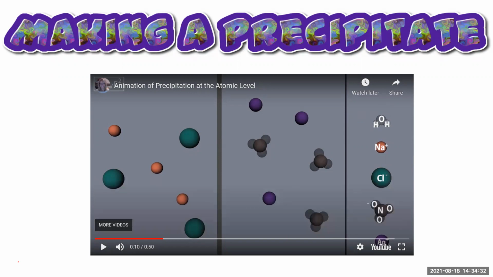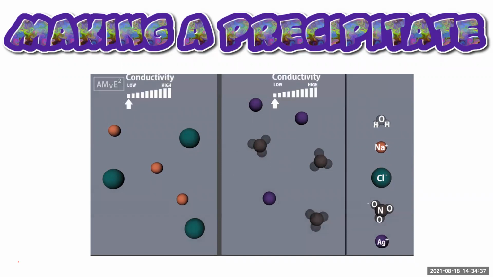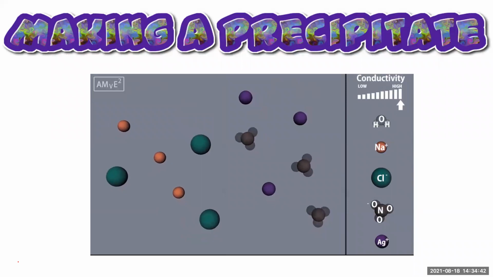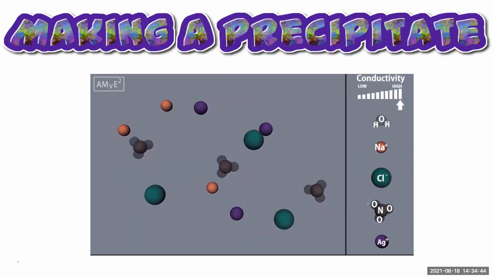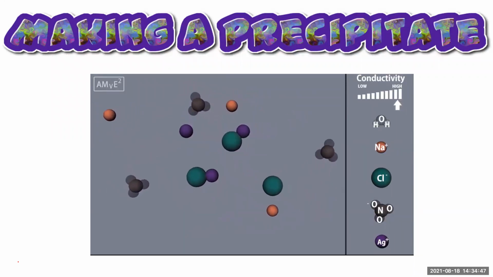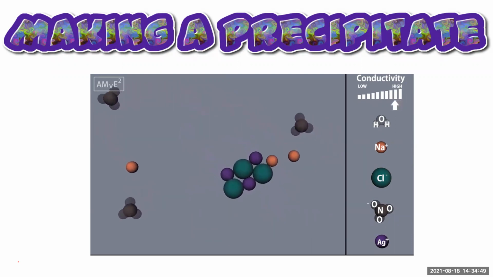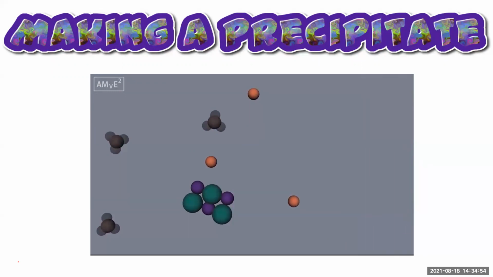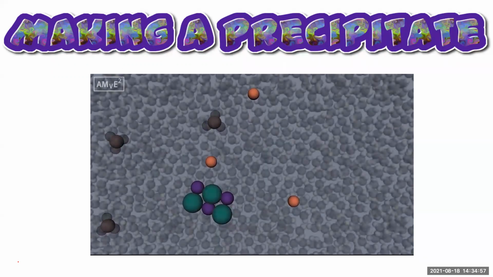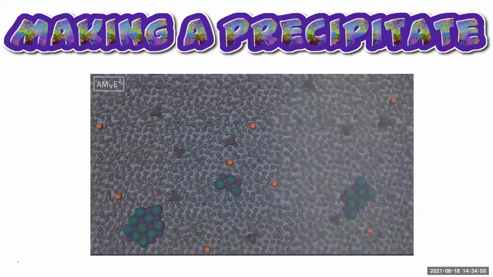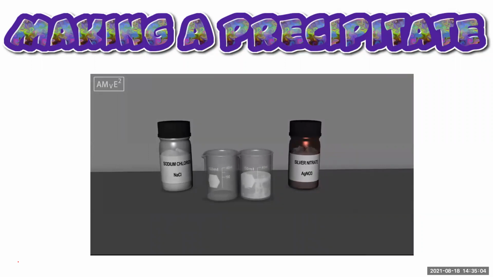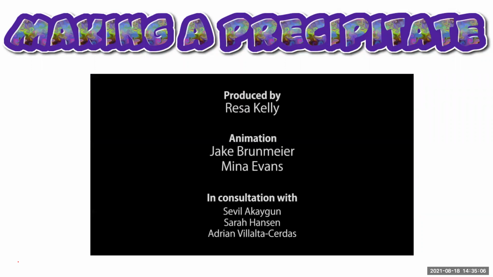Let's get rid of that. So you can see that the red ones are sodium ions, the green ones are chloride ions, the nitrates are the big ones, and the purple ones are the silver ions. Here they are floating together, and silver ions and chloride ions are clumping together. Notice that the nitrate ions and the sodium ions just stay floating around in the solution. They're not doing anything. But gradually the pieces of silver chloride build up, and what we would see in that beaker is that white precipitate.